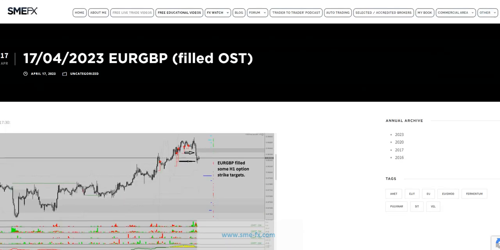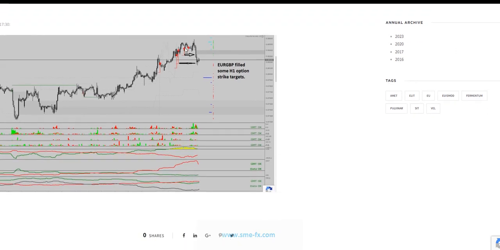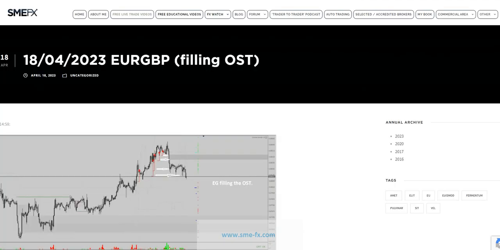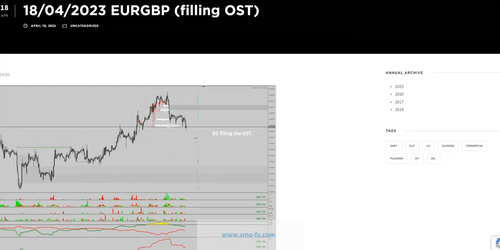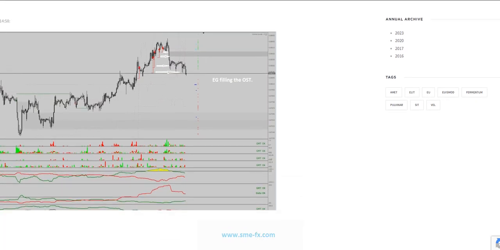All right, euro pound. So here on the 17th, at the beginning of the week, we see 1, 2, 3, 4 nice option targets filled. When the squeeze line collapsed, boom, they took all these targets. And even the other ones, you see, the next day on the 18th, boom, boom, filled.